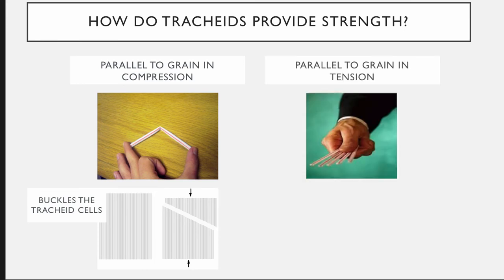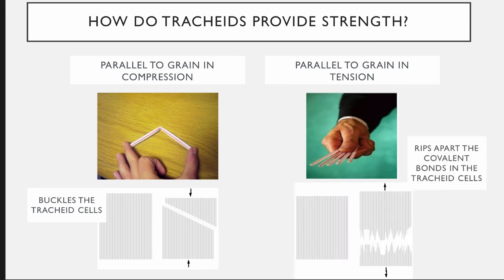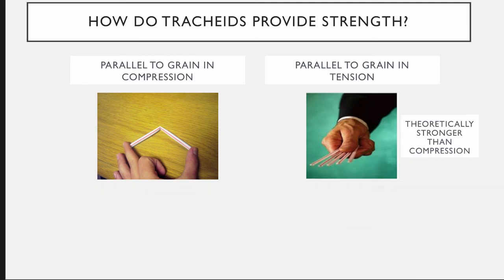In tension, I want you to imagine pulling on those straws. Now, you have two possible ways to fail. One would be to pull the straws out of the other person's hand, which we're going to assume we don't have, a hand holding on to our tree. So if we want to really see how the cells themselves fail, we would have to rip the straws apart. And that's actually the failure mechanism of wood in tension. We rip apart the covalent bonds in the atoms that make up the tracheid cells. And so because of that very strong bond, theoretically, wood is much stronger in tension than it is in compression.